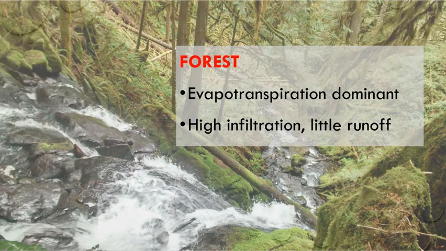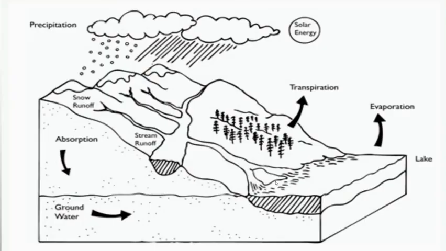Forest watersheds, there's a fair amount of evapotranspiration because of the high amount of plant life, fair amount of infiltration, and very little runoff. You can see here a little cross section of sort of a mountain and a forest watersheds where there's precipitation in the mountains, there's runoff from the snow into streams, and the transpiration happens a lot more in the forest area. Here it does show some absorption of the water into the ground, into groundwater, and then groundwater can go to the lake also.